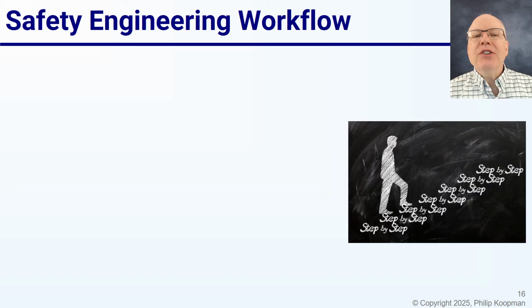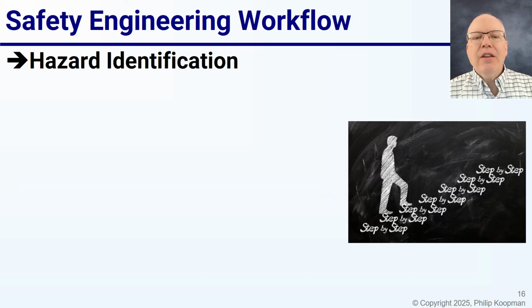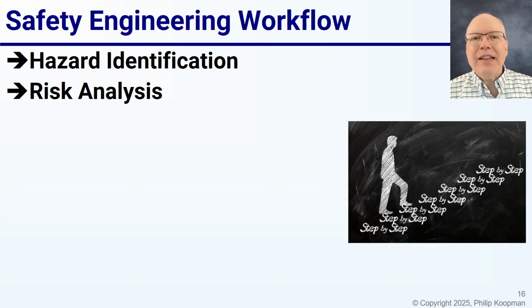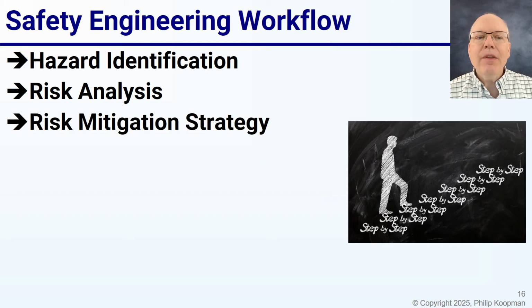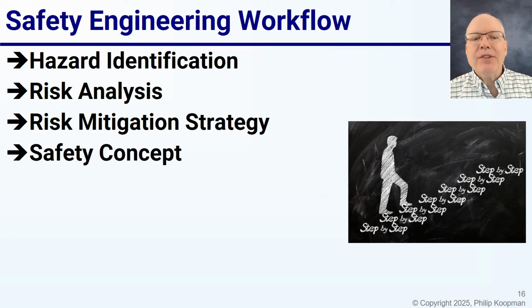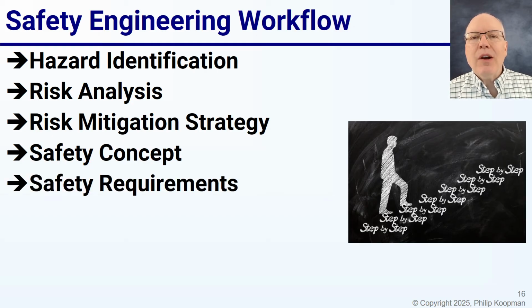We've been through a safety engineering workflow, but let me summarize it so that the pieces all make sense. The first thing is you do hazard identification. The next thing you do is risk analysis based on the hazards. For each hazard, how risky is it? High, medium, low. Then you do a risk mitigation strategy. So what are we going to do to mitigate these risks? And you come up with safety concepts. So the idea is we're going to limit force, okay, and what does that mean? You end up with safety requirements.